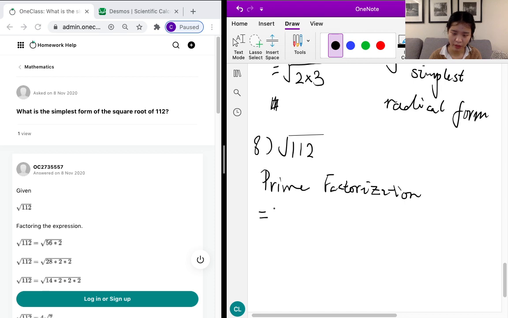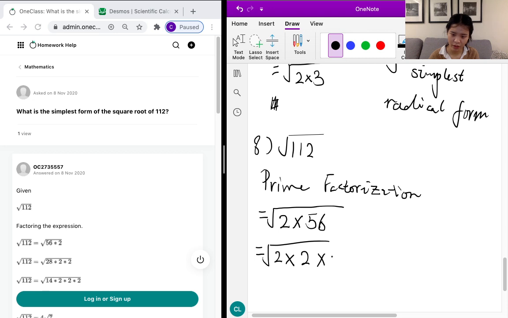So we know that the first factor we can take out is 2, because 2 is a factor of any integer that ends with 0, 2, 4, 6, or 8. So we know 2 is a factor, and 112 divided by 2 is equal to 56. Next, let's look at 56. 56 ends in 6, so 2 is also a factor of 56. So 56 over 2 is equal to 28.